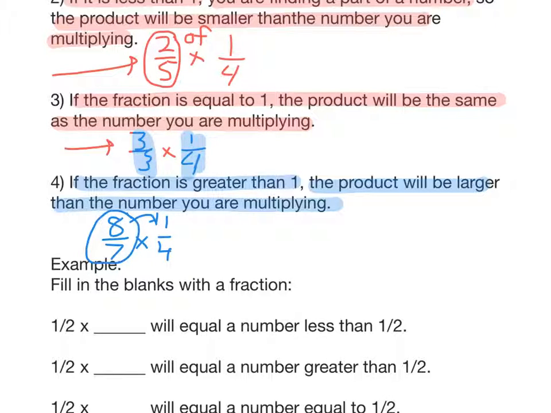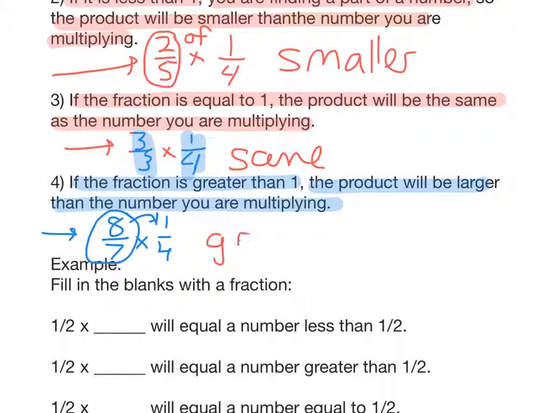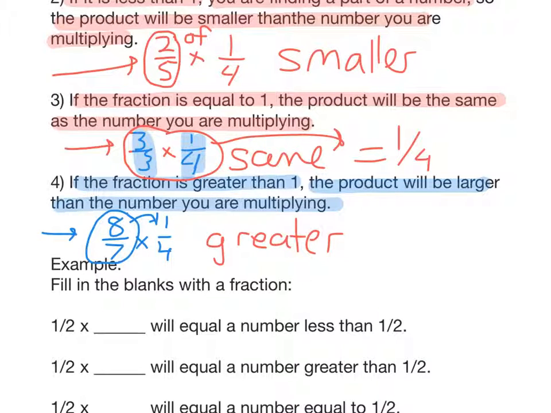So if you look back at these three examples, the first one will give you an answer smaller than the number you're multiplying by. The next one will give you an answer the same as what you're multiplying by. And the last one will give you an answer that is greater. And I know I didn't say it, but in the second example, 3/3 times 1/4 equals 1/4. Okay? That's what I mean when I say the same.